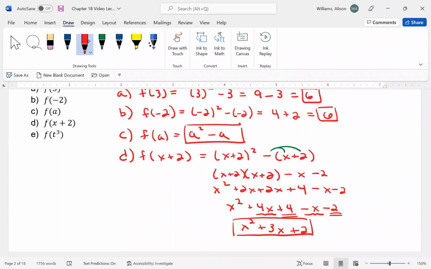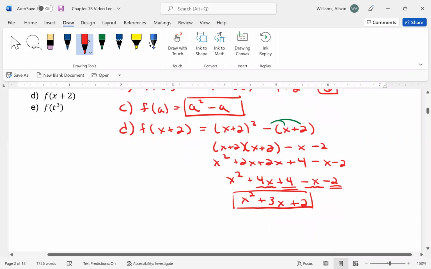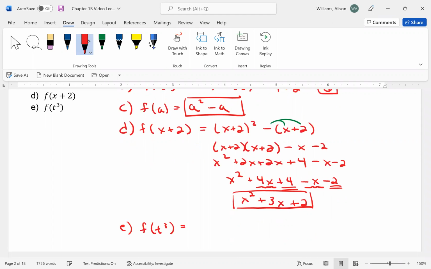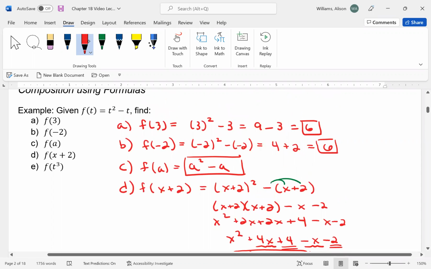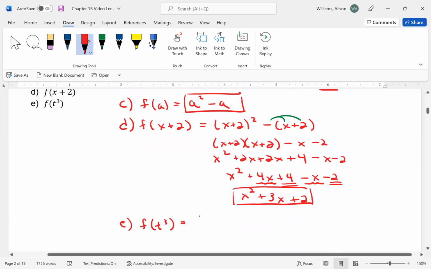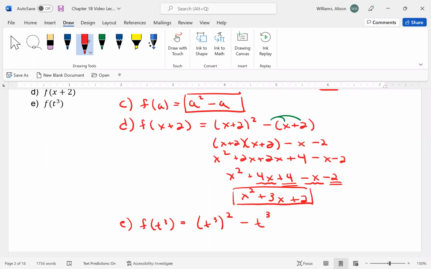Okay, let's try f of t cubed. Now, this seems a little bit weird because we're plugging t cubed in for t. So I know it's not on my screen anymore, but remember we have t squared minus t. So I'm going to take t cubed, I'm going to square it, and then I'm going to subtract t cubed again. t cubed squared, that's going to be t to the sixth. You multiply those exponents, and there we go.